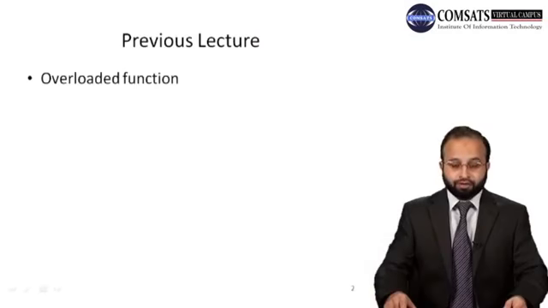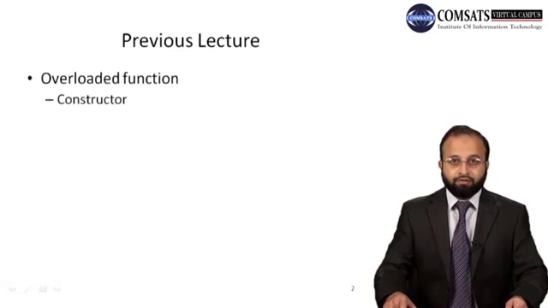In the previous lecture, we have seen overloaded functions. Then we have seen how we can overload the constructor of the class. An overloaded function is a function with the same name. You have more than one function with the same name, and to make them different from each other, you either provide a different number of parameters to that function, or the type of the parameter should be different.